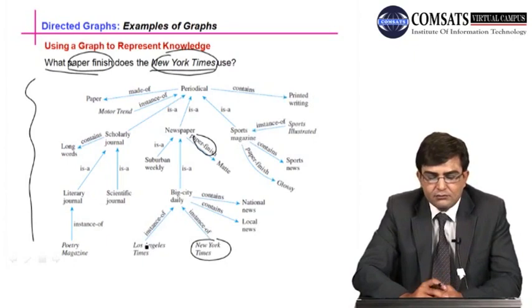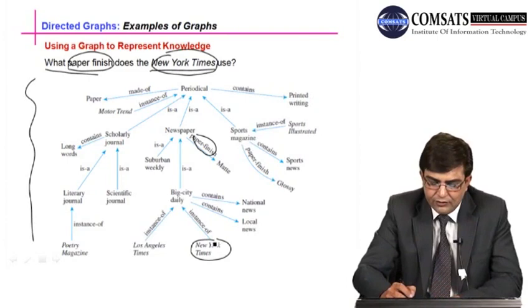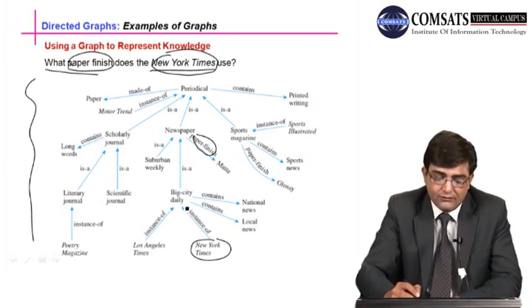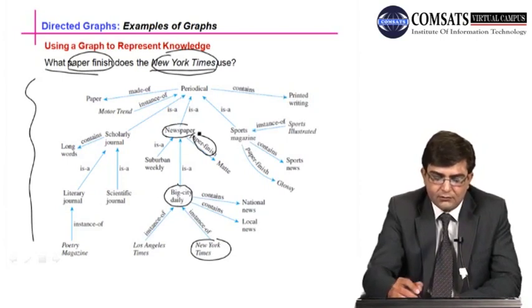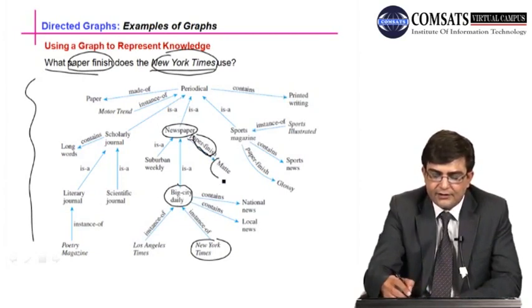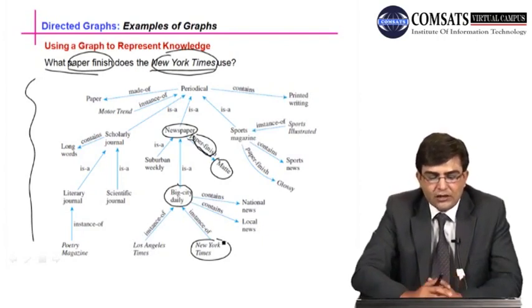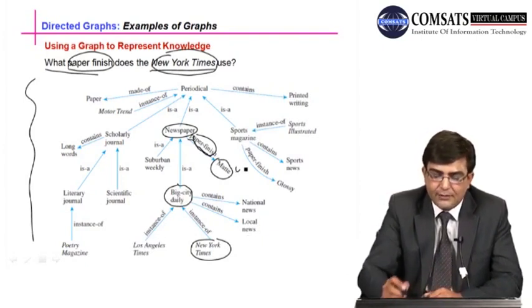Now we have to search by using this graph what paper finish does New York Times use. Here we have New York Times, this directed edge goes to this instance, is an instance of Big City Daily, and then Big City Daily is a newspaper. Now New York Times is a newspaper, and this again by using this directed edge paper finish, here we have mate. So we can answer this question immediately, that New York Times use mate as a paper finish.